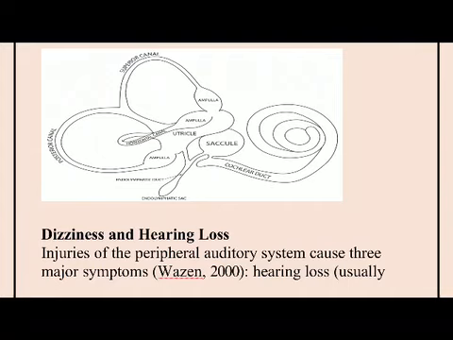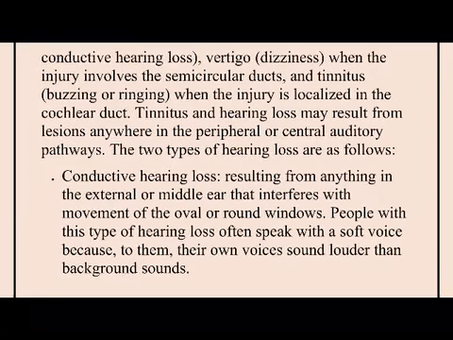Let me talk about dizziness and hearing loss. When you have injuries of the peripheral auditory system, you have three main symptoms. What are the symptoms? Of course, you have hearing loss, and this hearing loss is usually conductive hearing loss. It comes as a result of when conduction of air sounds is impeded. You also have vertigo, that's dizziness, as a result of injury of the peripheral auditory system. The vertigo occurs when the injury involves the semicircular ducts.